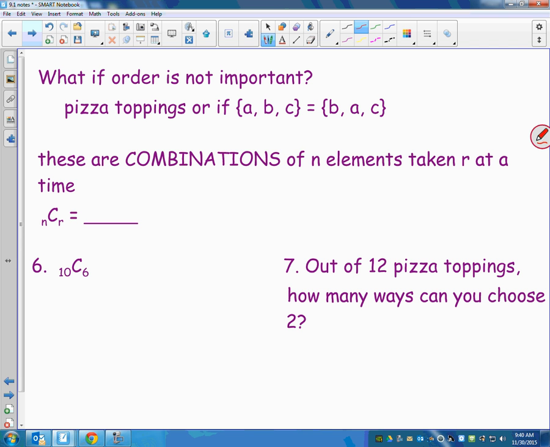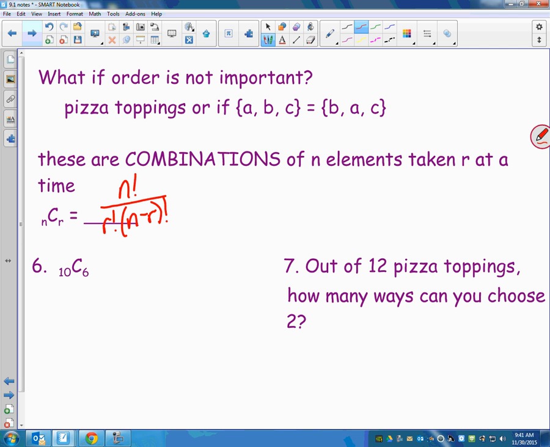The big thing that you have to be able to distinguish on your homework and on your test is, does order matter? When you read these questions, you have to think about whether order matters. Combinations are when order does not matter. You probably saw on your calculator, right next to the permutation button, is the combination button. You're going to take n factorial divided by r factorial times n minus r factorial. And again, that's how your calculator does those. You just type that button in.